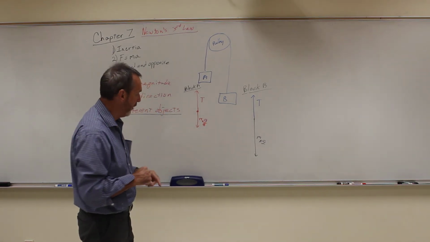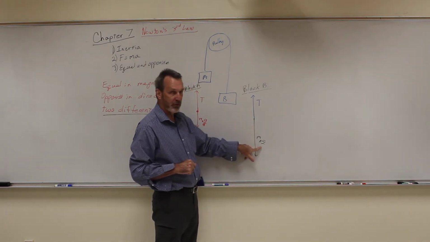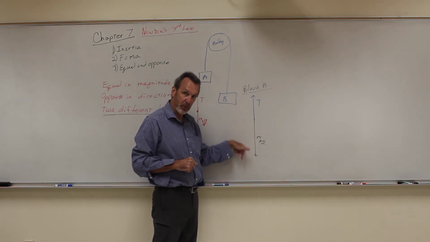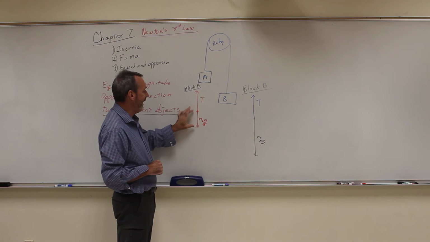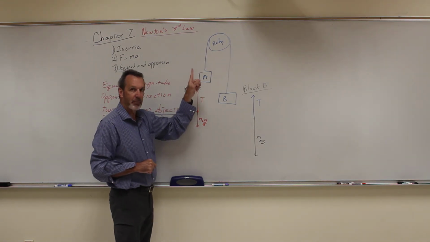Okay? Notice though that the weight here, the force of gravity on B, is greater than the tension, so block B is going to accelerate downwards. But over here, the tension is the same size, but the weight of block A is less than the tension, so this block is going to accelerate up.